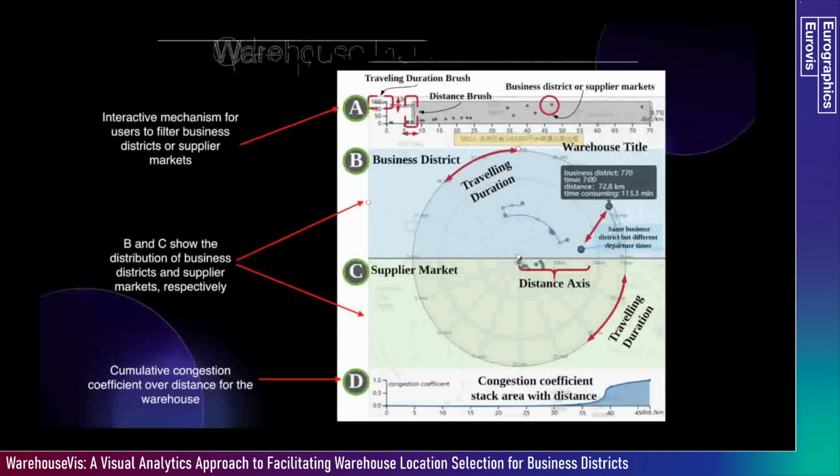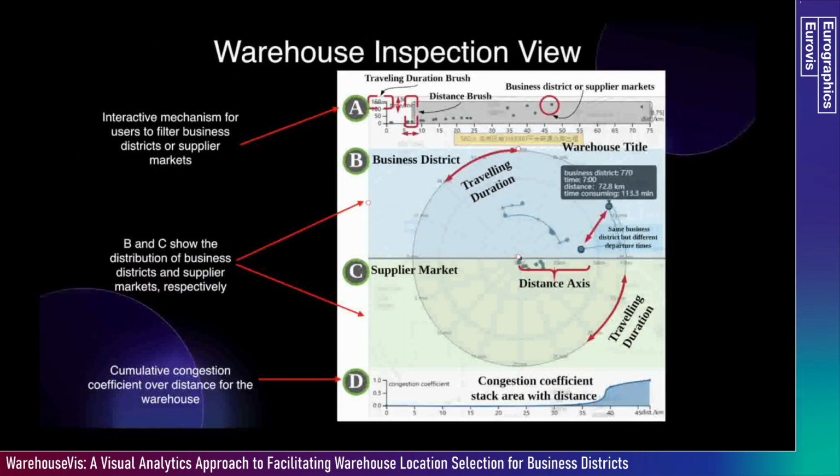The warehouse inspection view consists of 4 parts: A is an interactive view for users to filter business districts or markets to avoid visual clutter. B and C show the distribution of business districts or markets, and D shows the cumulative congestion coefficients over distance for the selected warehouse.